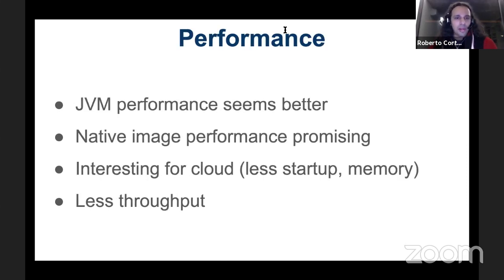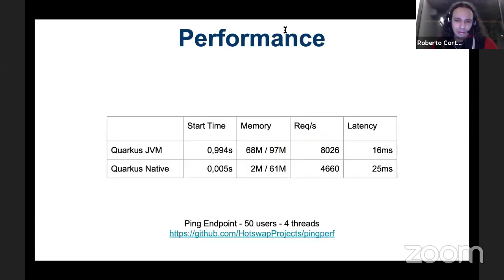So performance seems way better on the JVM. The native image performance also is promising. It's interesting for less startup time and memory usage. But the early performance test that we have done is that on native image, we seem to have less throughput. And here is just a table with that. So we use that GitHub project to do performance testing.